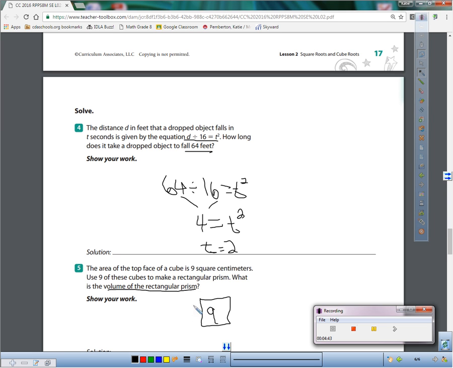So we're going area to edge, and we're going to square root 9 to get the edge of 3. Now picture a cube, and all the edges are 3. So 3 cubed is going to give us a volume of 27. That's for one of the cubes. Then it says there's 9 of them. So if we have 9 cubes with a volume of 27, we're going to multiply by 9. And that gives us a volume of 243. And we'll label it centimeters. Centimeters cubed will be your label.